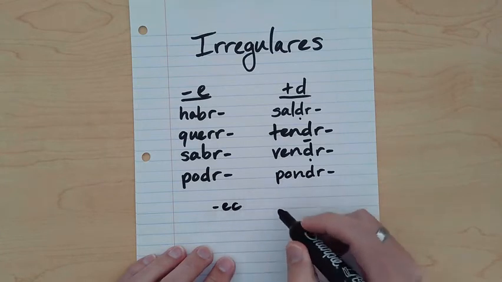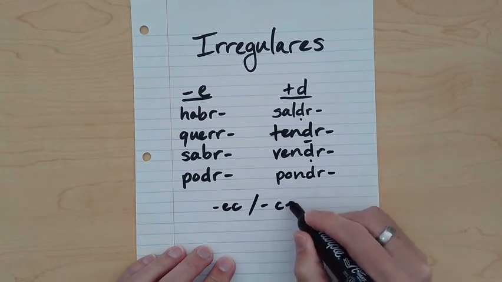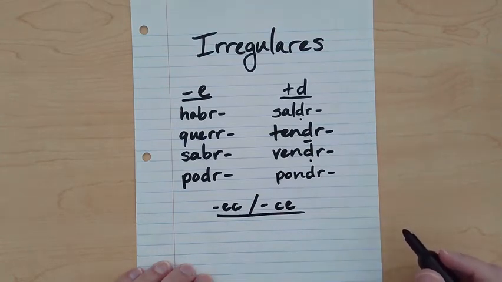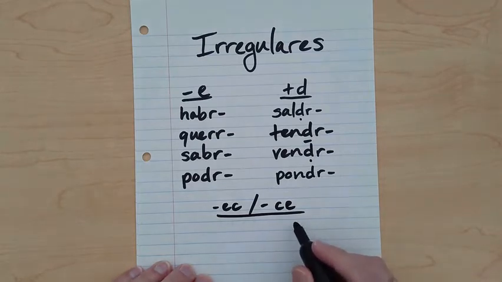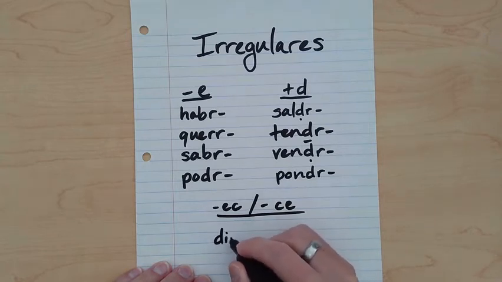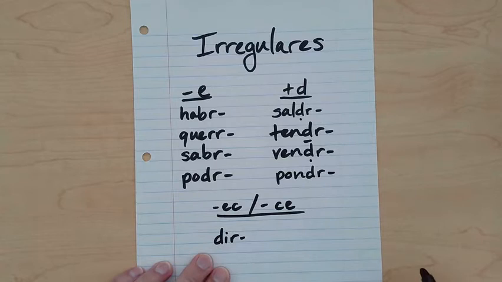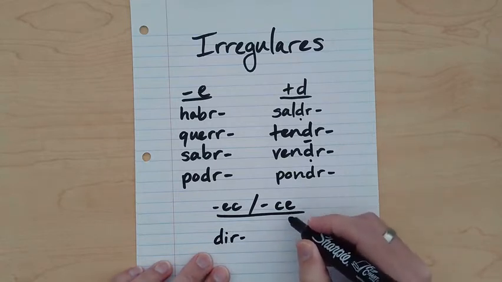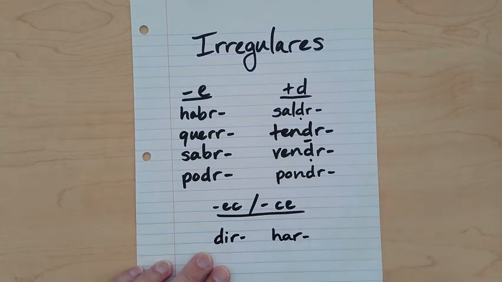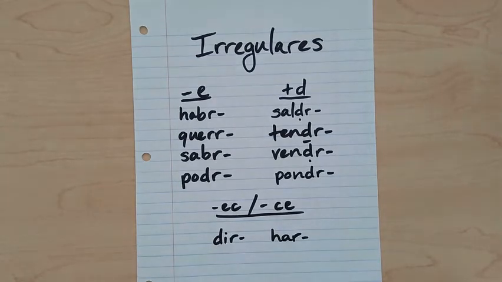Finally, we have two verbs which either take out an EC or a CE. And those are decir and hacer. The base for decir is dir, dirá, and hacer, haré. I suggest you come up with a mnemonic device that would put the first letters of these verbs together in a helpful way that you can remember.